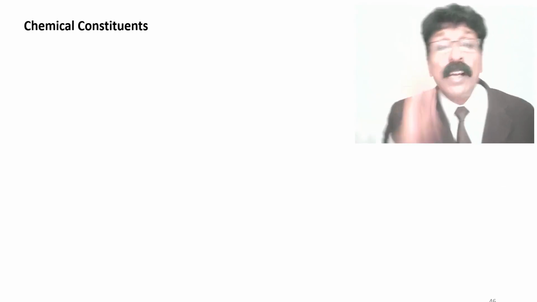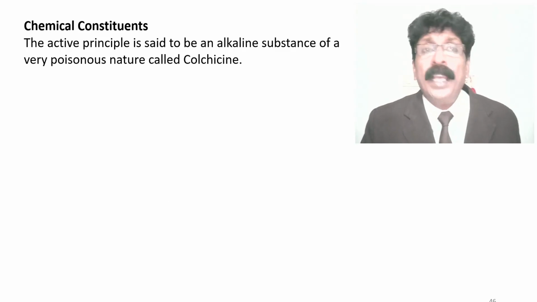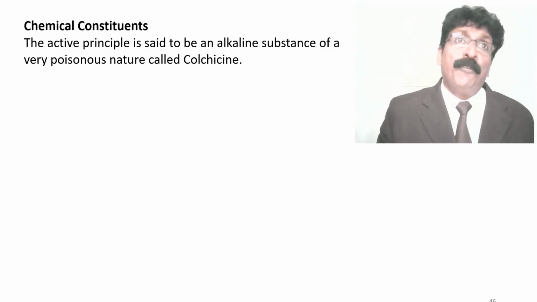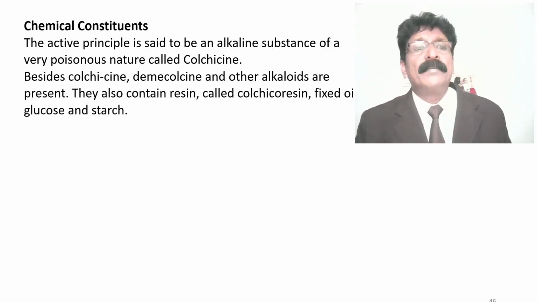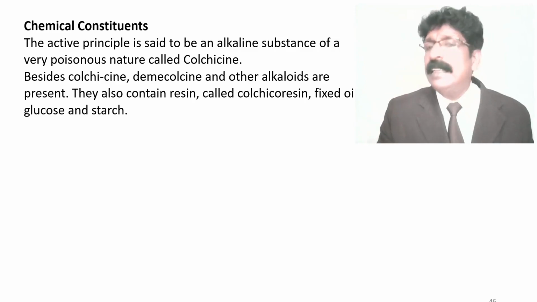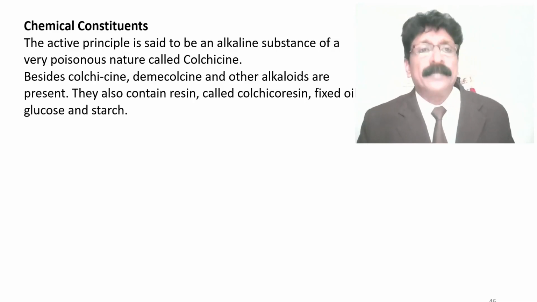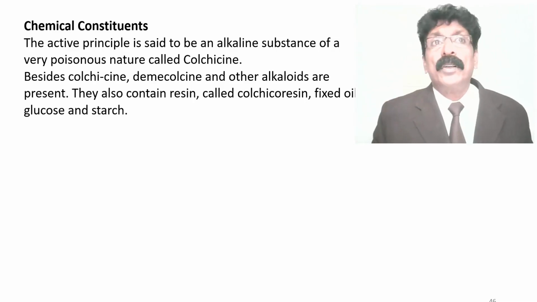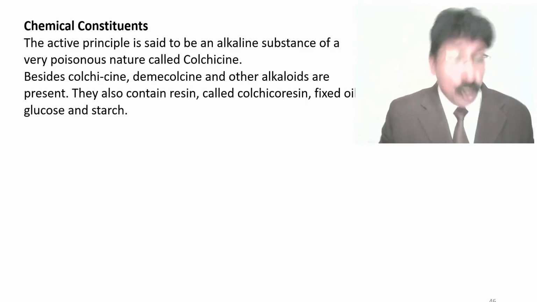Chemical constituents: the active principle is said to be an alkaline substance of a very poisonous nature called colchicine. Besides colchicine, demecolcine and other alkaloids are present. They also contain resins called colchicoresin, fixed oil, glucose and starch.